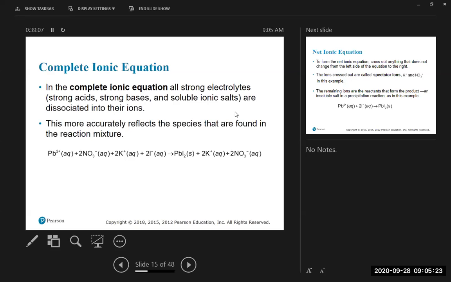Then that goes to form the lead chloride. That's a solid, so that stays together. But then the potassium and the nitrate, we have 2 on each side. That's a strong electrolyte, so that dissociates. So we have 2 of those potassium ions and 2 of the nitrate ions. So what this is doing is giving us really a more accurate picture of what's going on if we looked at exactly what was in the solution. You've got all these ions floating around except for the lead chloride, which precipitates out.